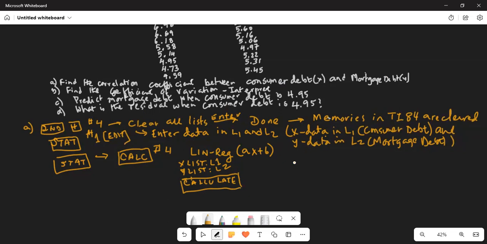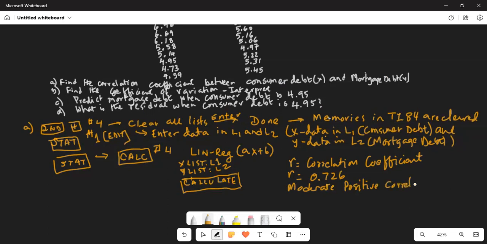So your correlation coefficient R is 0.726, which can be interpreted as moderate positive correlation between X and Y.